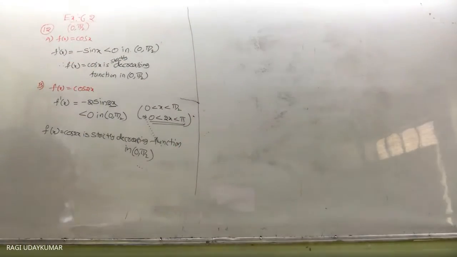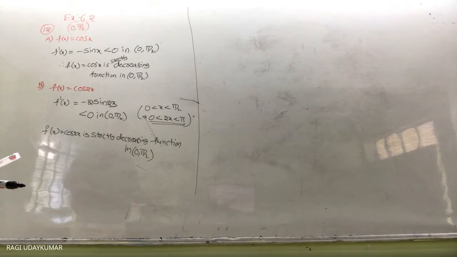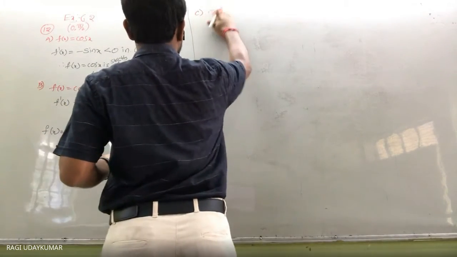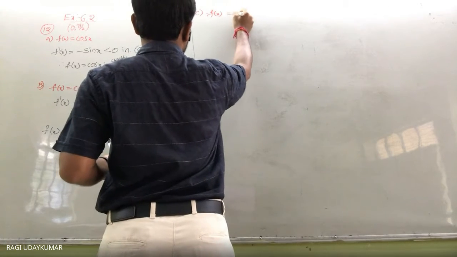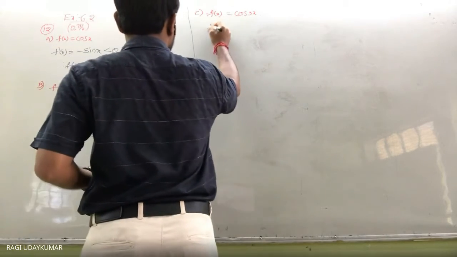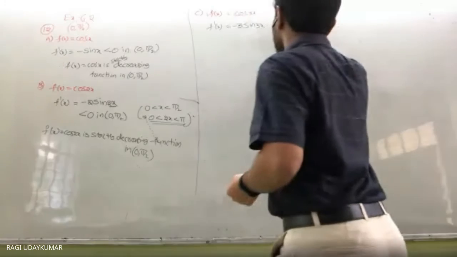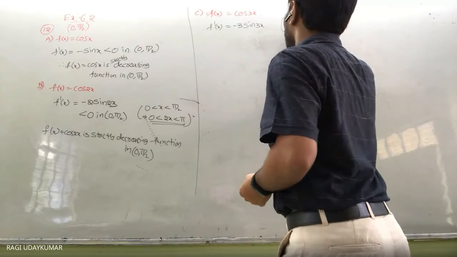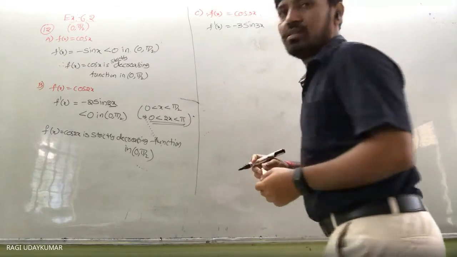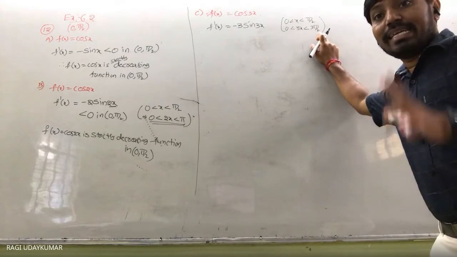Now coming to the third problem, it is given cos 3x, and be careful about cos 3x whenever it is given. So the question given to you is f of x equals cos 3x. Now f dash of x equals minus 3 sin 3x. Actually 0 less than x less than pi by 2, so 3x goes to 3 pi by 2. But here 0 to 3 pi by 2 is nothing but 3 quadrants.